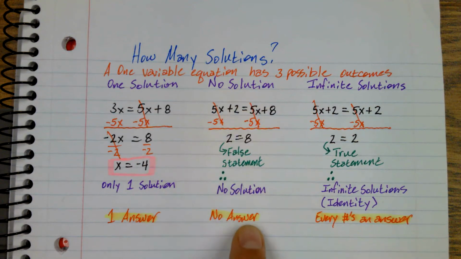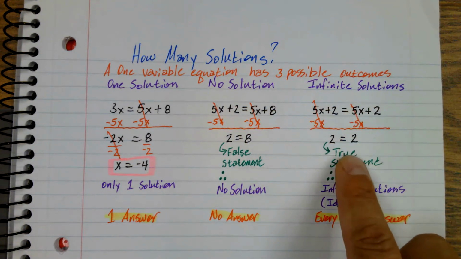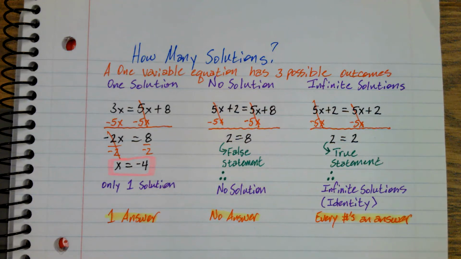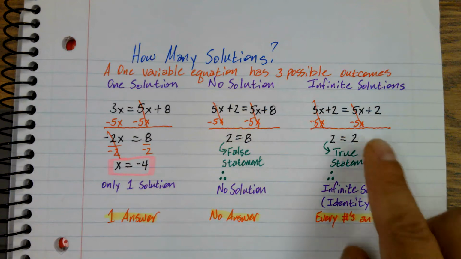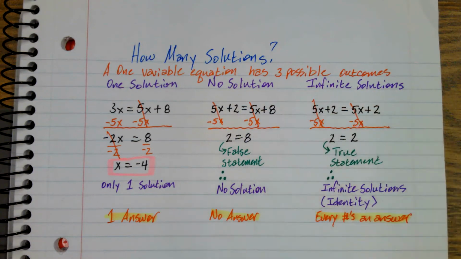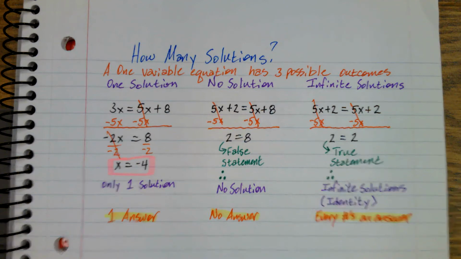Here in this equation, we got no answer. No number is going to ever work in this equation. Here, because we ended up with a true statement, there's infinite solutions. Every number is an answer. So 2 could be an answer, 7 could be an answer, -2.695 could be an answer. Every single number is going to work in this third equation. Okay? Did that clarify it? Is that answering your question?